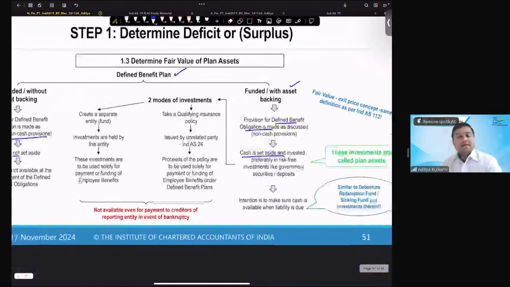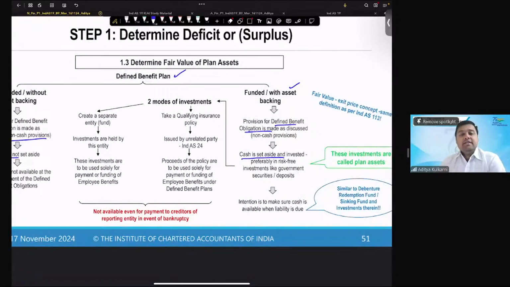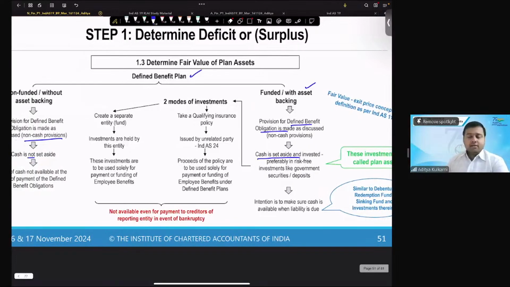What is the intent of these instruments? Is it for you to earn income or earn profits? Or is it for meeting the liability when it becomes due? Obviously, it is for meeting the liability when it becomes due. You are not profiting out of this. It is basically ensuring your employees have a secure payout at the time of their retirement. So these are the two objectives behind setting up of cash.